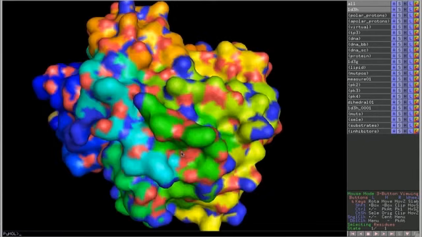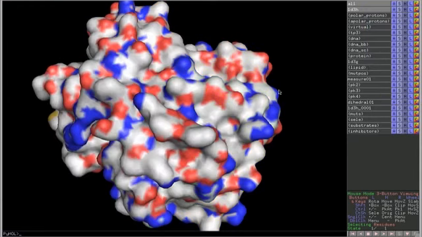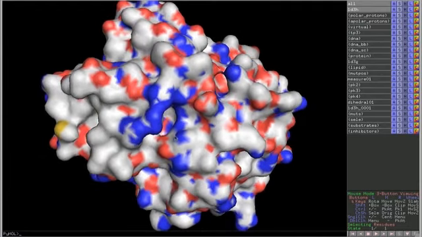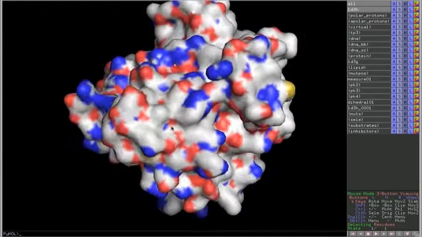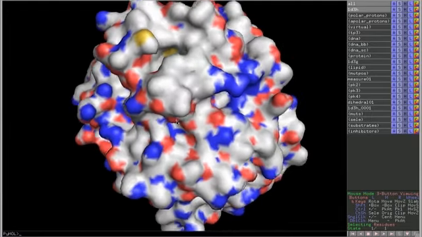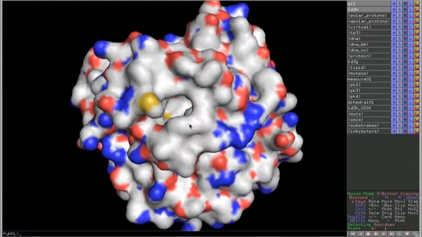So let's just get rid of the cartoons, show the surface, and color it in a more naturalistic representation where carbons are gray, nitrogens are blue, and oxygens are red. Okay, so here we're looking at the outside of the protein, if you will. This is the part of the protein that a water molecule bouncing around can actually feel.